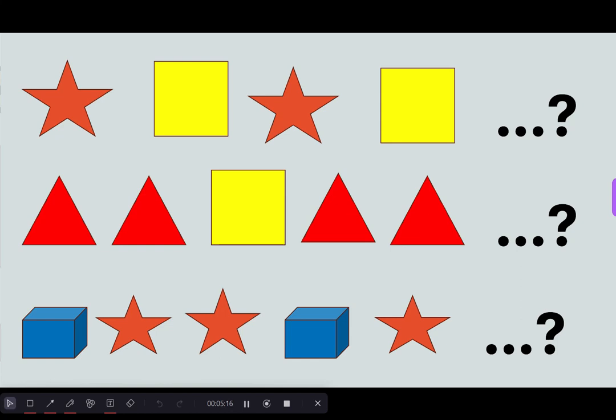Let's try another one. It's triangle, triangle, square, triangle, triangle. What do you think the rule is? Yes, triangle, triangle, and square. Meaning the next image is going to be a square. Good job.